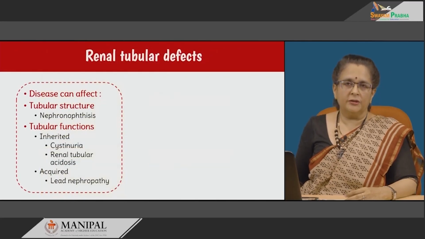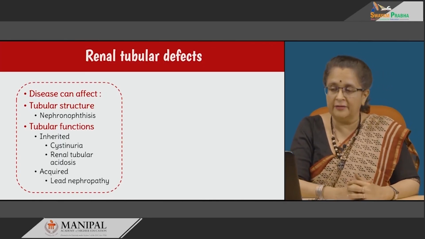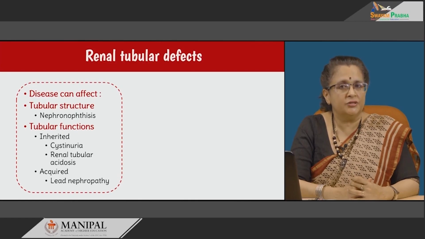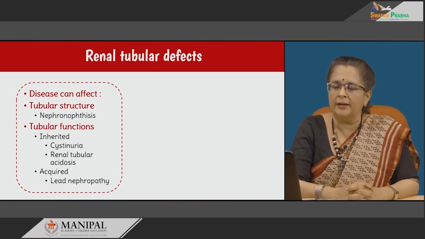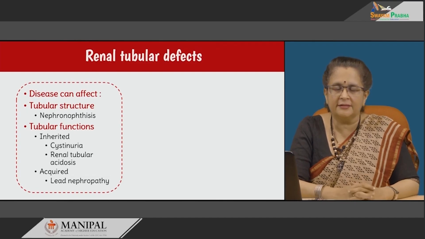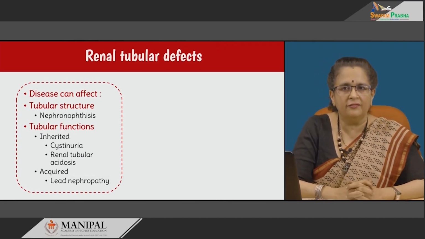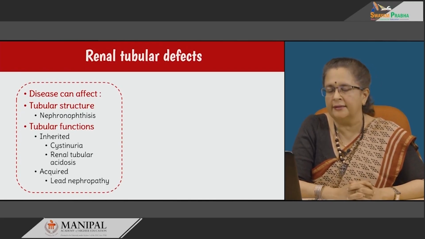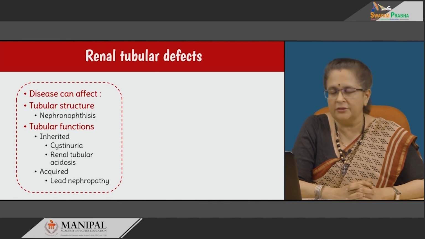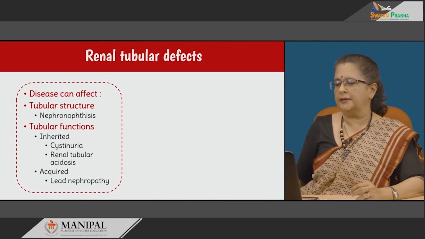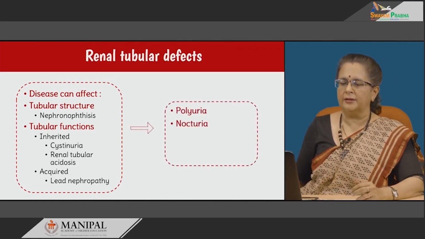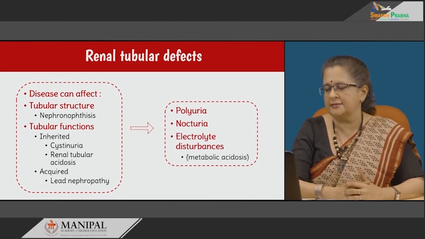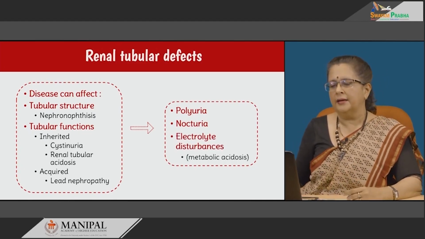So, next we move on to the renal tubular defects. Whenever there are renal tubular defects, this could be a tubular structural or tubular functional abnormality. Now, tubular structure defects are seen in nephronophthisis, whereas tubular functions are abnormal in either inherited or acquired conditions. Inherited ones include cystinuria, renal tubular acidosis, whereas acquired conditions include lead nephropathy. All these present as polyuria, nocturia and electrolyte imbalance, especially metabolic acidosis.